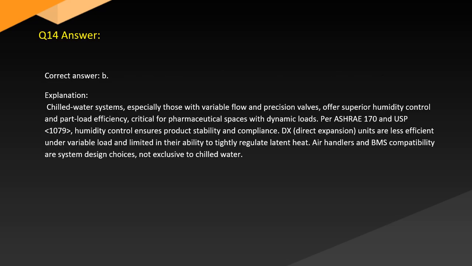Answer. Correct answer: B. Explanation. Chilled water systems, especially those with variable flow and precision valves, offer superior humidity control and part load efficiency, critical for pharmaceutical spaces with dynamic loads. Per ASHRAE 170 and USP, humidity control ensures product stability and compliance. DX (direct expansion) units are less efficient under variable load and limited in their ability to tightly regulate humidity. Air handlers and BMS compatibility are system design choices, not exclusive to chilled water.